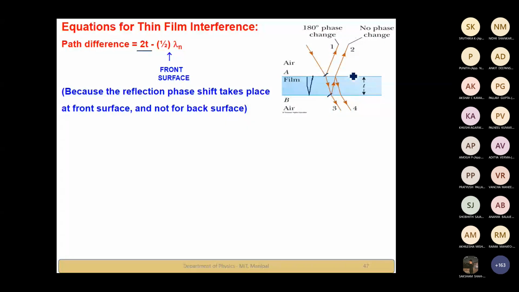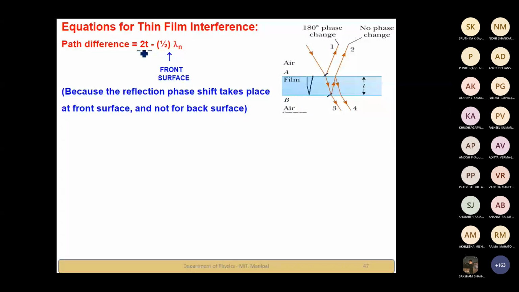The second one is, again, it is air. This is a denser medium. So the light is traveling in a denser medium and getting reflected from the rarer medium, so there is no phase change. If there is only one phase change, you can write 2T as the optical path difference.